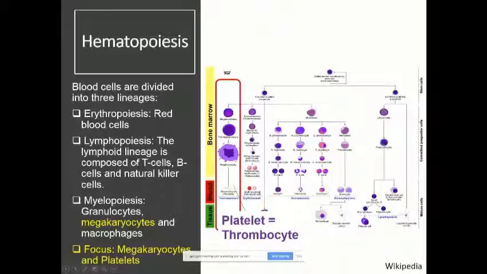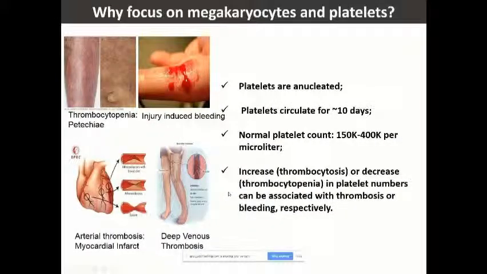What I will focus on today is the third cell lineage, myelopoiesis, which is not really depicted here. Myelopoiesis consists of granulocytes, megakaryocytes, and macrophages. I will focus on this one part on the very left, the megakaryocytes and platelets. How do we produce these large cells in the bone marrow to then produce what we call platelets or thrombocytes, which are a very important, however very small, cellular component of the blood.